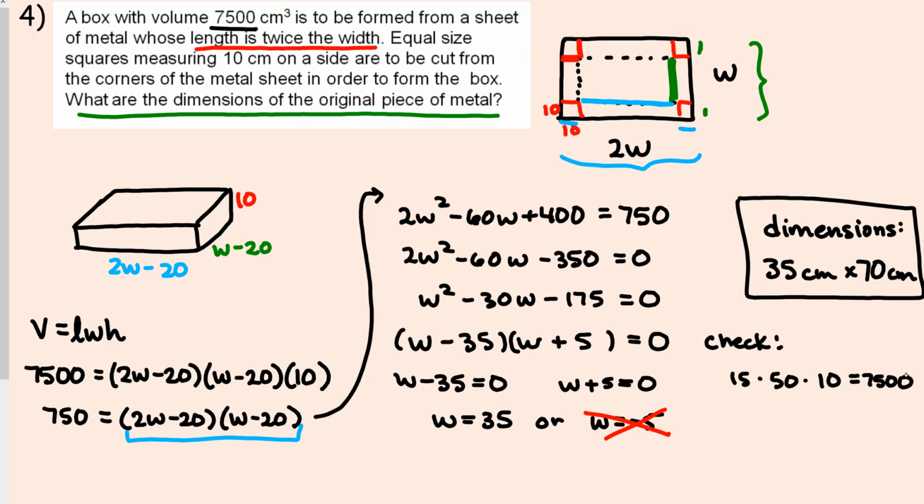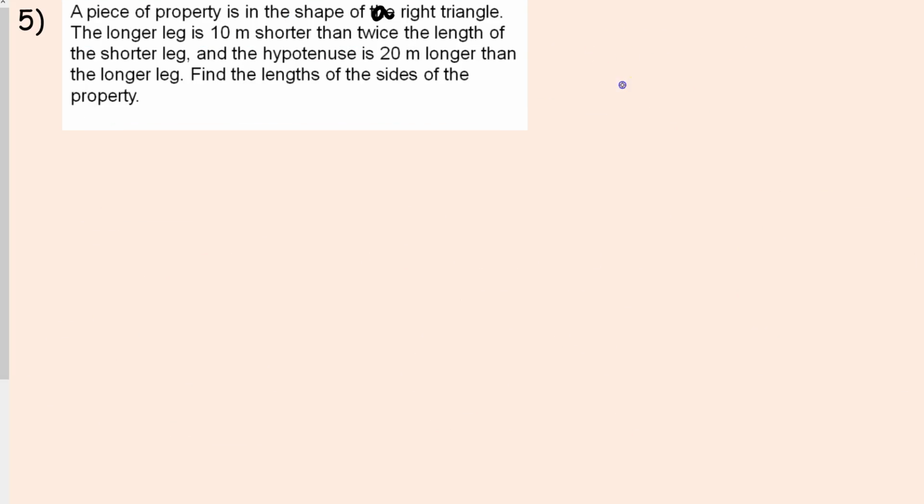Okay, let's go on to the next one. So I'm just going to go ahead and sketch a right triangle. The longer leg is 10 meters shorter than twice the length of the shorter leg. So let's go ahead and label the shorter leg with an x. So 10 shorter than twice that would be 2x minus 10 for the longer leg. And the hypotenuse is 20 meters longer than the longer leg. So if we add 20 to the longer leg, we get 2x plus 10.